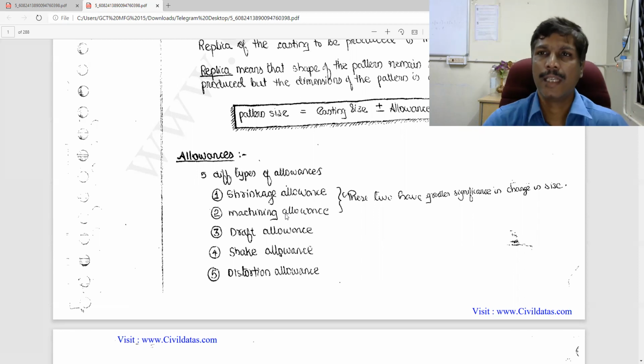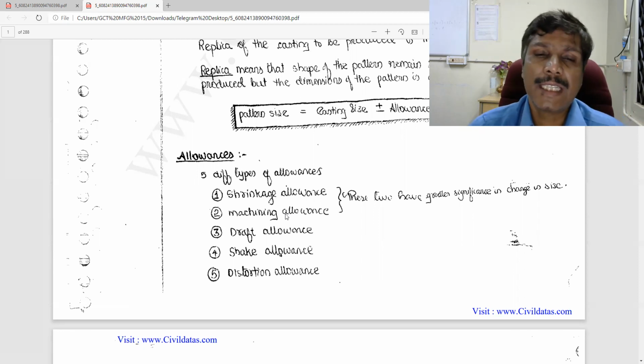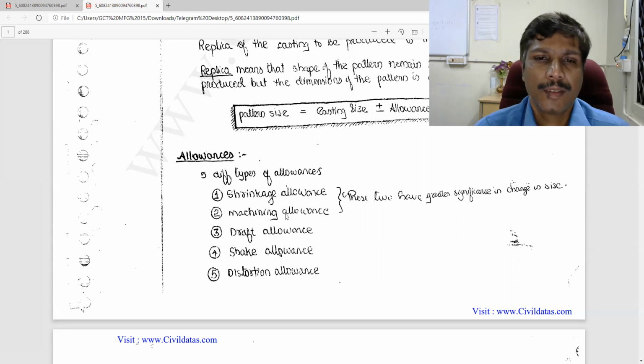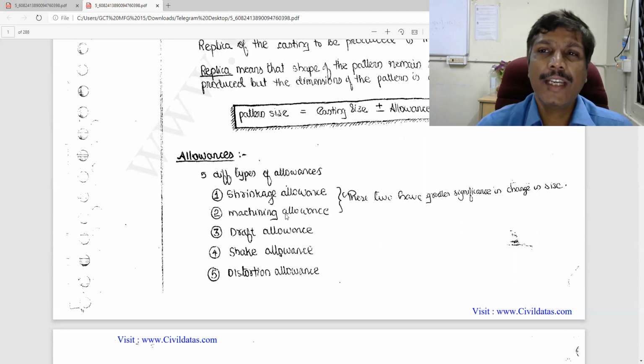Machining allowance is the allowance provided for machining purposes on the casting workpiece. Next is draft allowance. The last letter in draft is T. So T for taper. The taper provided on the vertical surface is called draft. It is used for easy withdrawal of the pattern.